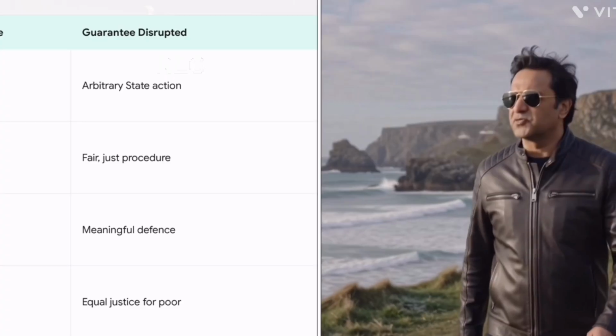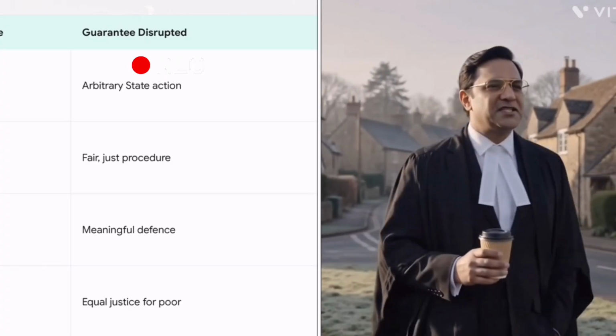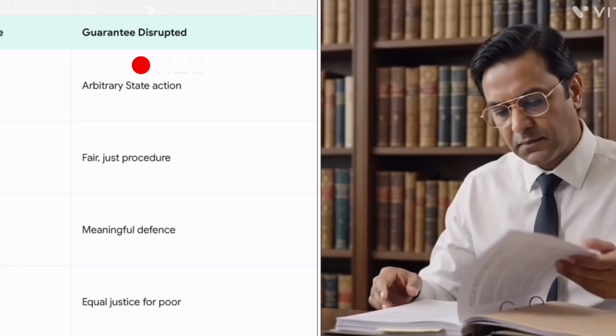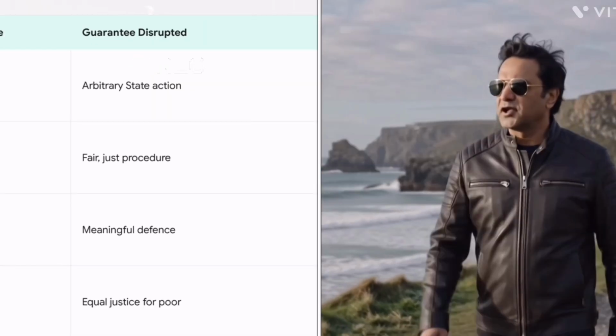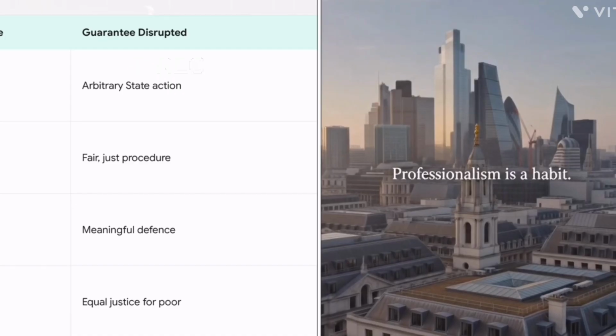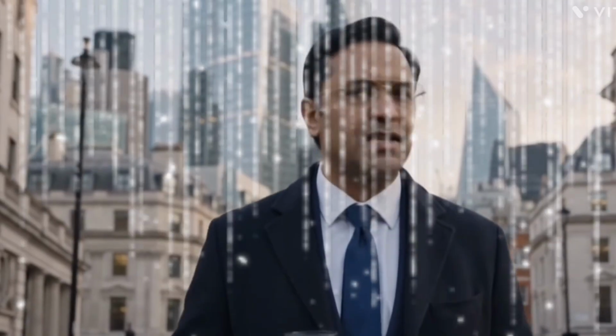Then, Article 22(1) ensures the right to a real and meaningful defense. But again, if you can't test the evidence, your defense is basically just an illusion. And finally, Article 39A promises equal justice and legal aid for the poor. But equal justice means absolutely nothing if only the state has the wallet to actually test the scientific evidence.